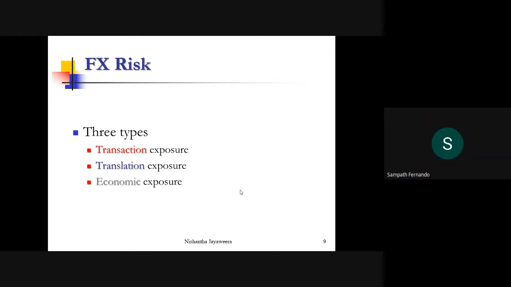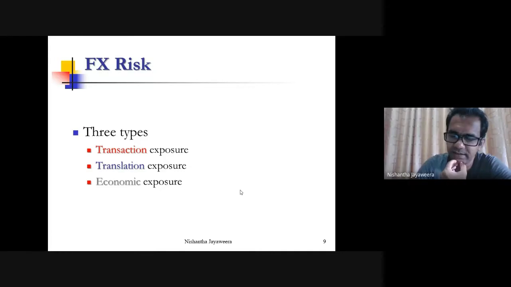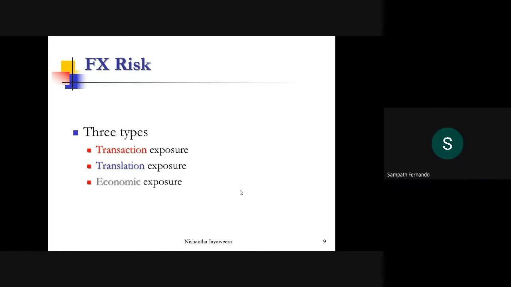Transaction exposure happens when one enters into a transaction with a counterparty. The risk arises due to the exchange rate movements in a certain currency. I didn't get that properly. If you can repeat it, please. Transaction exposure happens when one party enters into an agreement with another party to buy or sell a certain currency. The exposure happens due to exchange rate movements in the market. So we are exposed to that risk.